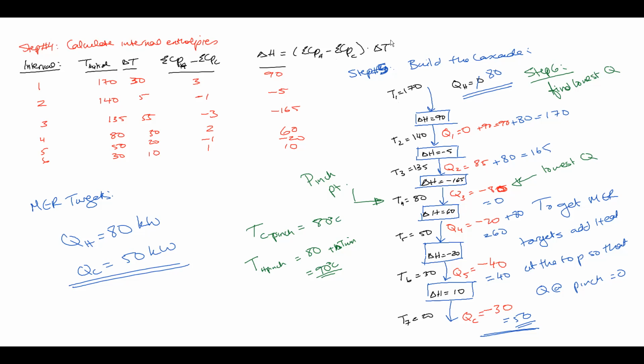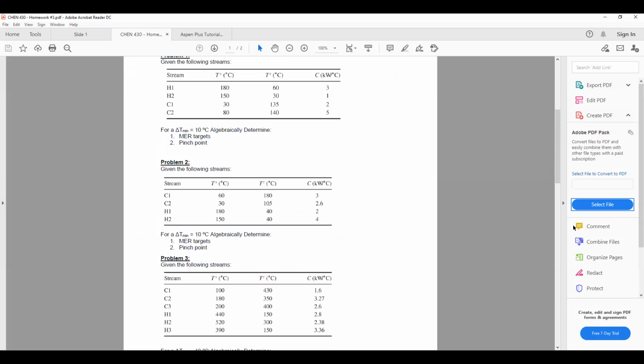Let's move on to problem 2, and let's do them. I'm going to move quickly now through these problems because the process is tedious, and you can go with it slowly if you want, but I'll just go through it quickly to try and show you the solutions. So problem 2, given the following streams, same idea. I just have a bunch of streams and I need to get delta T minimum. You're given a delta T minimum, you need to get your MER targets and your pinch point. Go to the whiteboard.